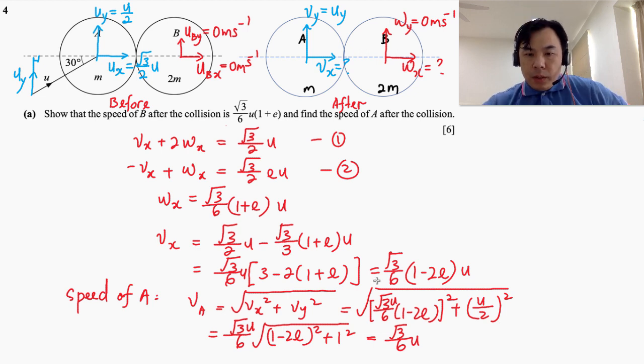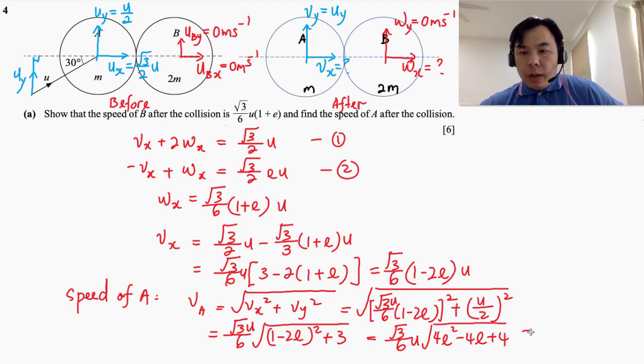Oh, yep. I think I missed this one out here. I have a 3, this part, sorry. Just let me correct that. This one will be a 3. Okay, so from here itself, you will end up with 4e squared minus 4e plus 4 square root.